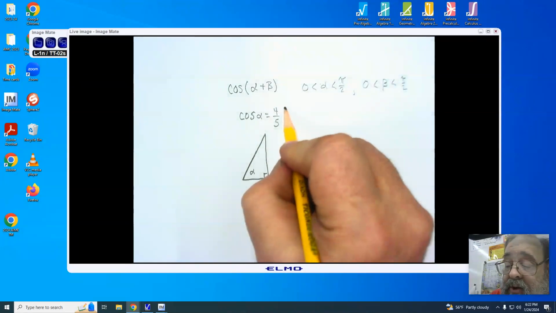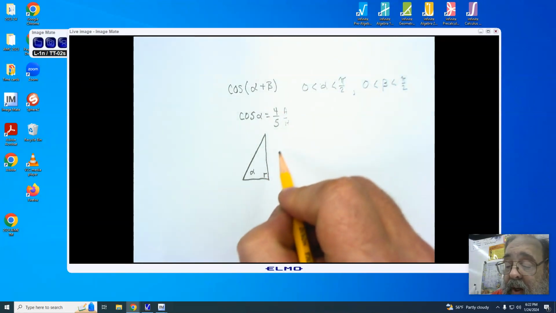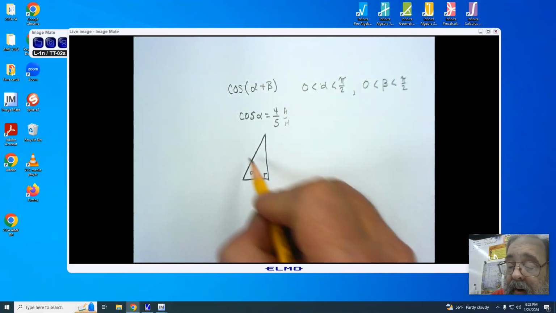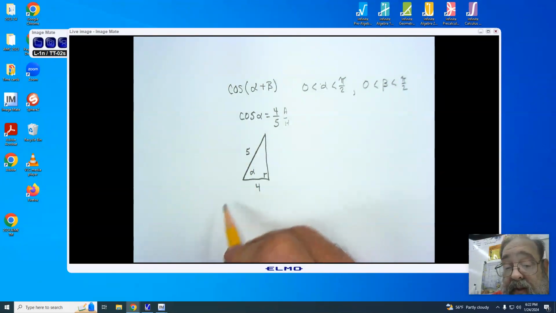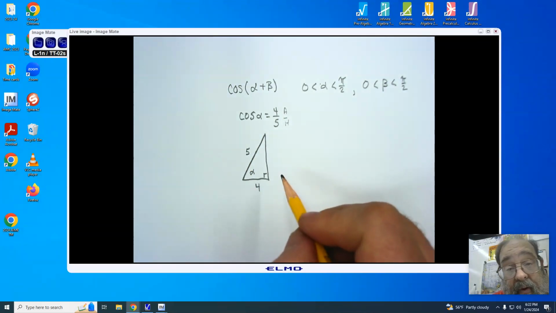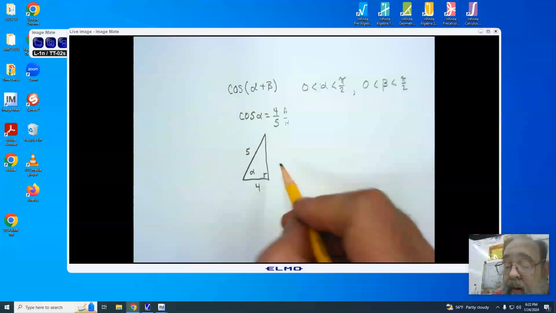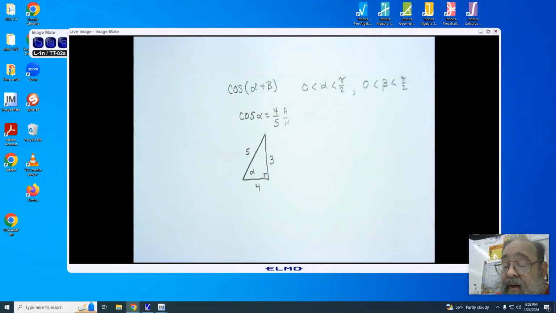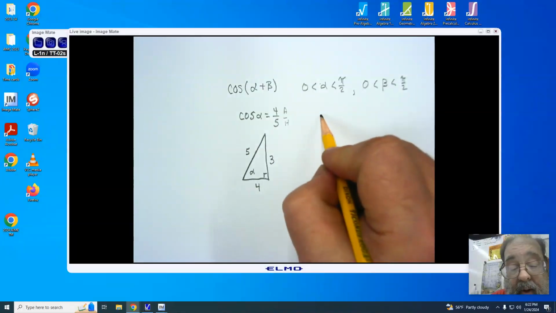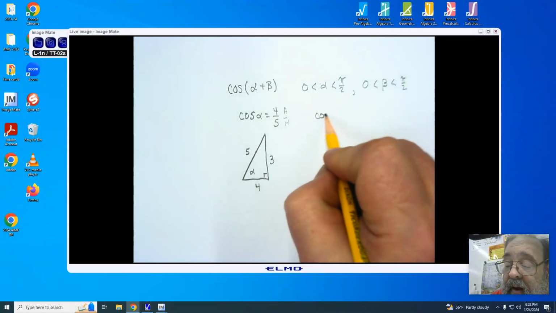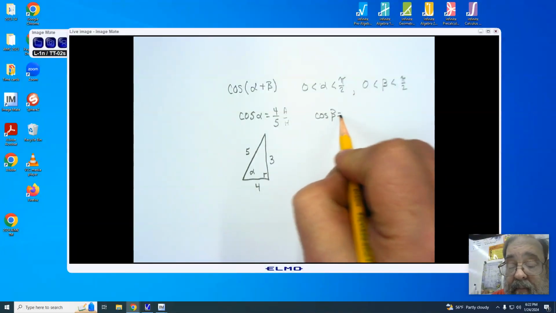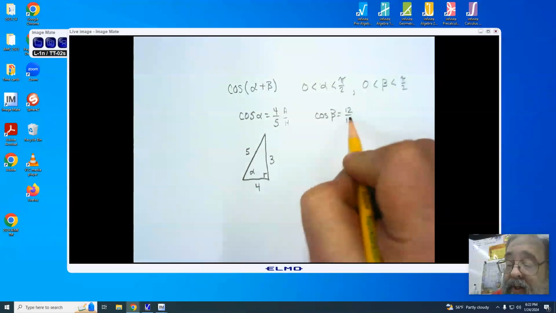I know it is the adjacent over the hypotenuse, and therefore I have 4 and 5. This is a Pythagorean triplet, and if you aren't sure, you can always use the Pythagorean theorem. We will find that this missing side is 3. I'm then going to take a look at the cosine of beta. And the cosine of beta, I'm told, is 12/13.